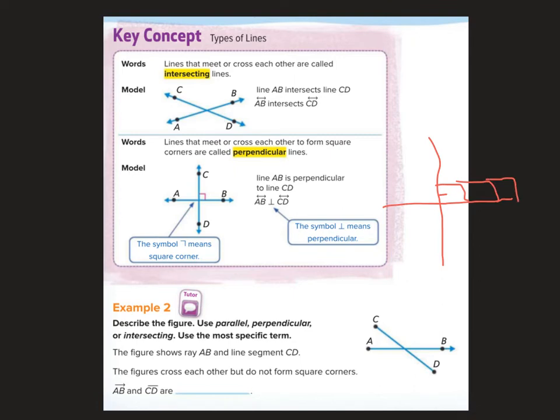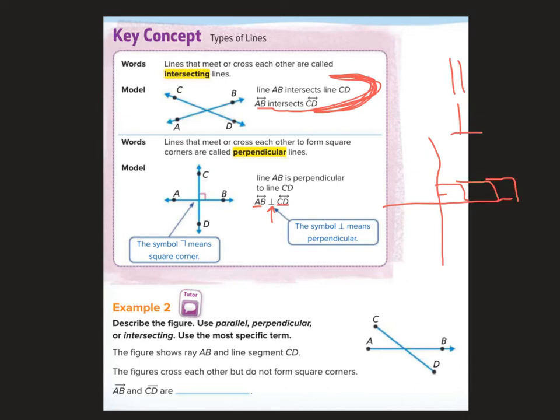And this is how you can write it with the symbol. This is the symbol that means perpendicular. So we have this symbol means parallel. This symbol means perpendicular. So you can say line AB is perpendicular to line CD. When we're talking intersecting lines, let me take a step back here. We just have to write it out. AB intersects CD.